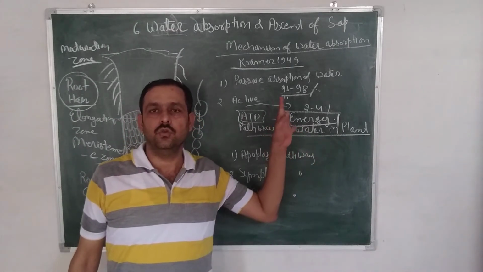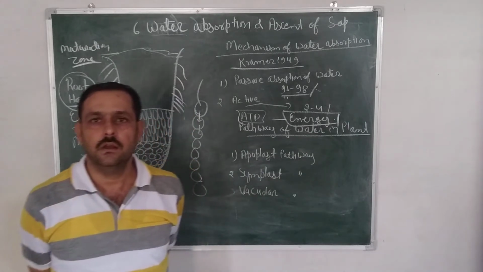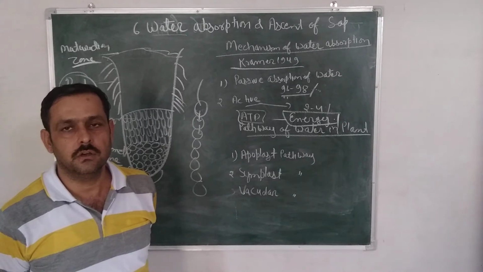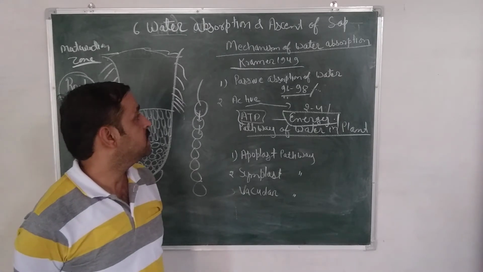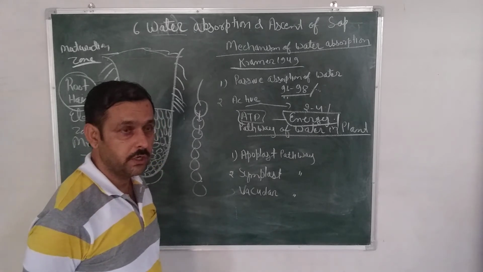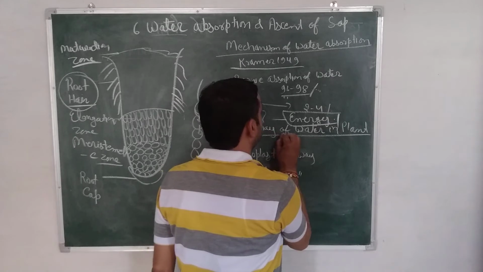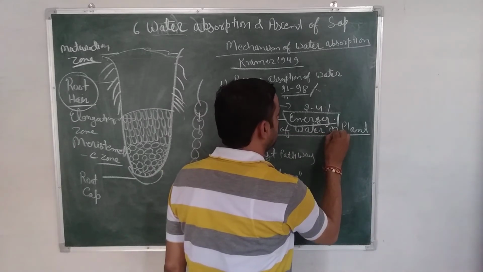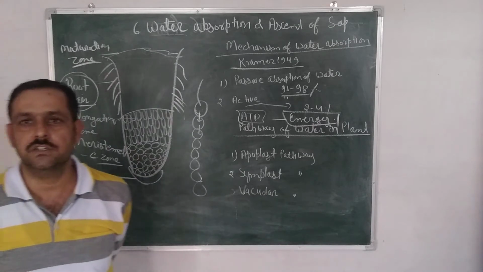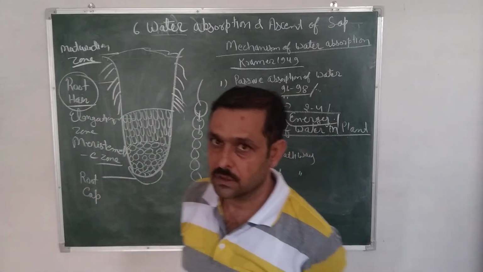These are the two types of water absorption. There is another question, the difference between passive absorption and active absorption. You have to learn it. Now, the last topic for today, pathway of water in plants. Before last year, this question came in the board's exam.